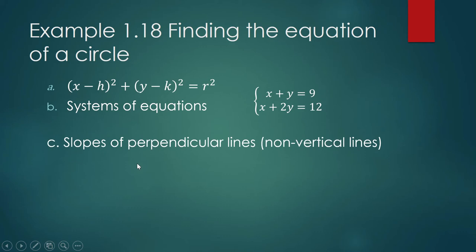We shall also need our understanding of the slopes of perpendicular lines. The problem said something about a tangent line, and a line that is tangent to a circle would be a line that is perpendicular to the diameter or radius of that circle. And there is a relationship between the slopes of these lines. The slope of one line is equal to the negative of the reciprocal of the slope of the other line.